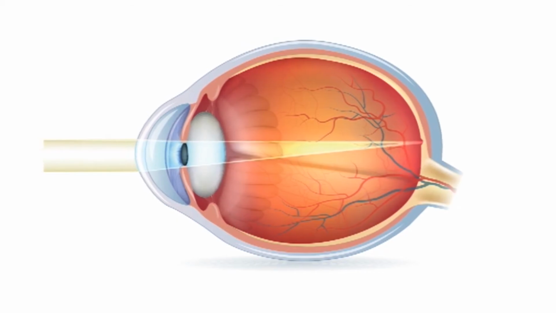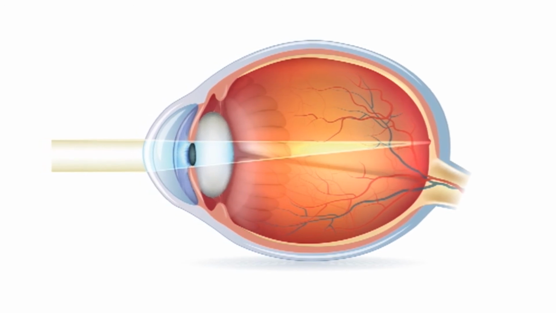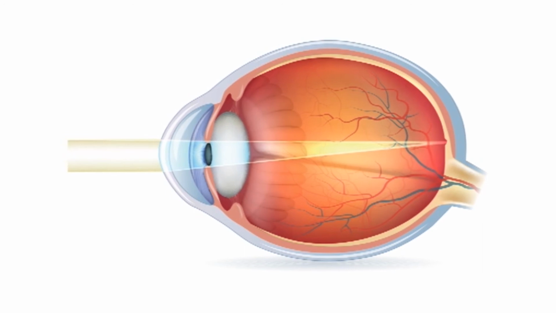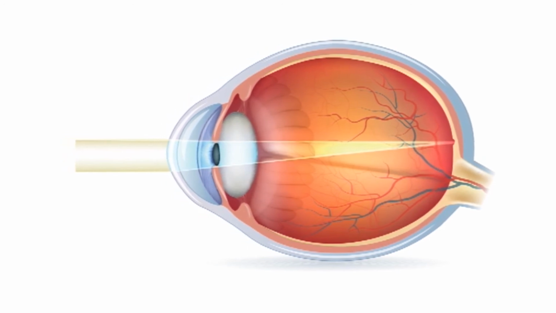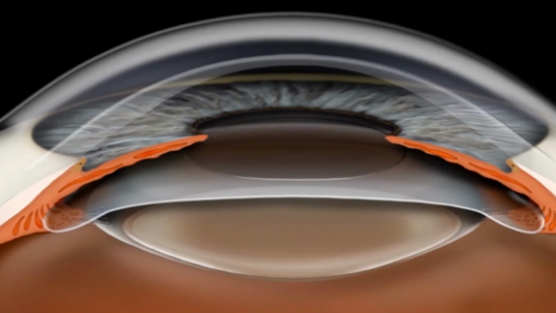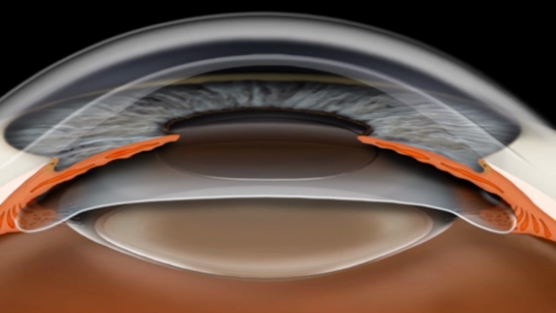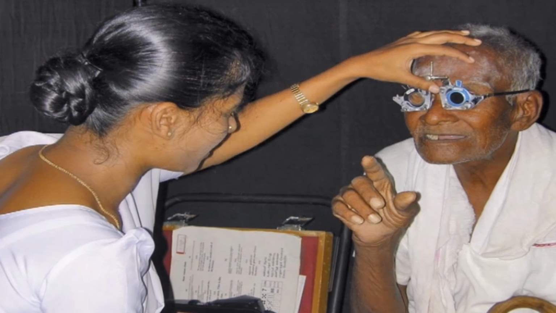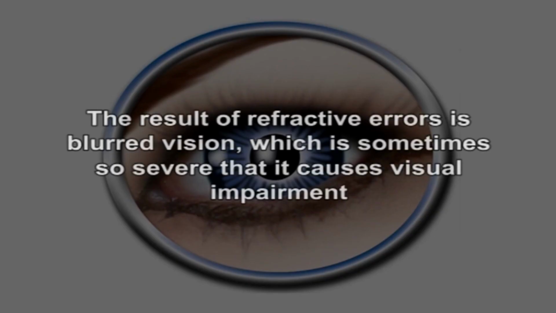A refractive error or refraction error is an error in the focusing of light by the eye and a frequent reason for a reduced visual acuity. A refractive error is a very common eye disorder. It occurs when the eye cannot clearly focus the images from the outside world. The result of refractive errors is blurred vision, which is sometimes so severe that it causes visual impairment.